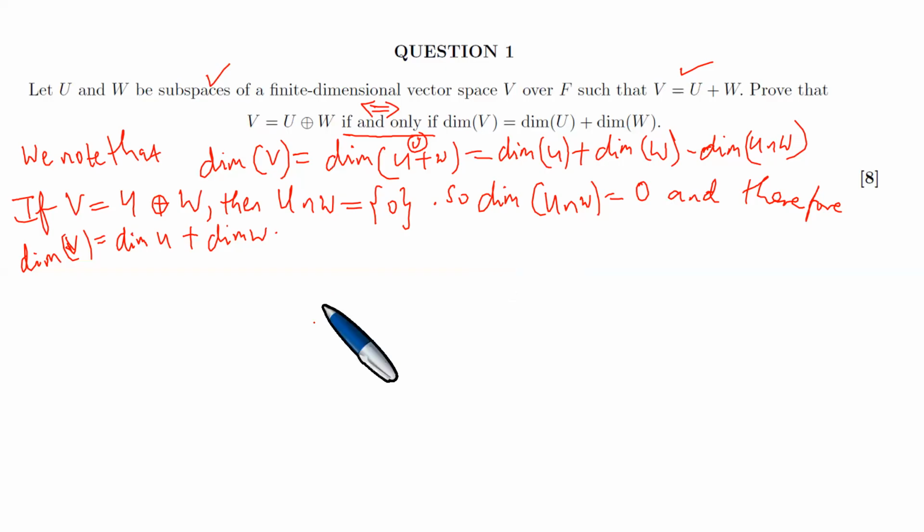Okay, conversely. So now we have proven that if we have this, the dimension of V is the dimension of U plus the dimension of W. Now we actually consider the converse. So we start from the conclusion and now try to derive the premise. Beginning from the conclusion, we say conversely. Now we look at the converse.